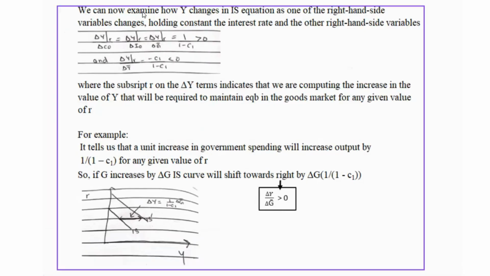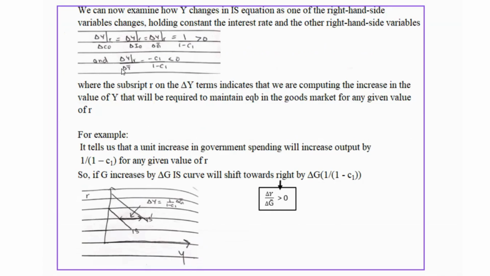Here the subscript R on the delta y term indicates that we're looking at the change in the value of y that will be required to maintain equilibrium in the goods market for any given value of R. Because when we're looking at the size of the horizontal shift of the IS curve, we're trying to see how much output changes for any given value of R to maintain goods market equilibrium.